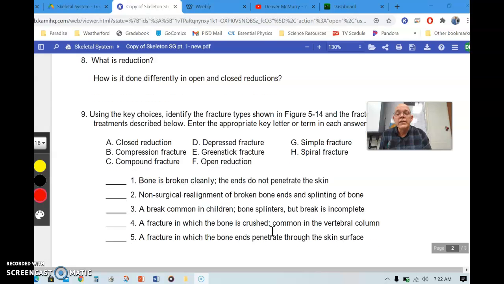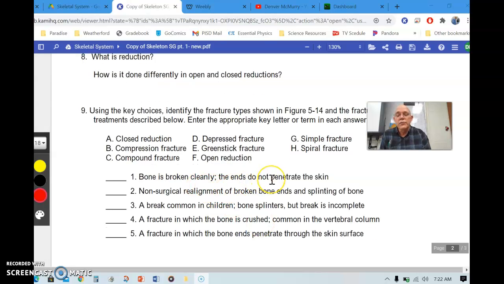All right, so let's go down here. If a bone is broken cleanly and the ends do not penetrate the skin, then that is a simple fracture. Okay, so like mine, they broke, but they didn't stick out or anything like that. So that's considered a simple fracture. More simple for them than for the person getting the fracture, I'm sure. But anyhow, non-surgical realignment would be a closed reduction, or A. Number 3, a break common in children, where the bone splinters but is not complete.